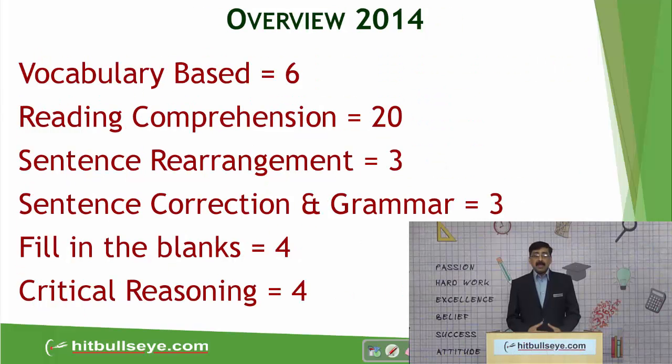Now if we look at the breakup of verbal components in 2014, you will realize yourself that the most important section to score well in math verbal is reading comprehension, as there were 20 questions based on reading comprehension, followed by the next important section, vocabulary based questions comprising antonyms, synonyms and sentence completion, fill in the blanks questions. There were 3 sentence rearrangement questions and 3 questions based on sentence correction and grammar.